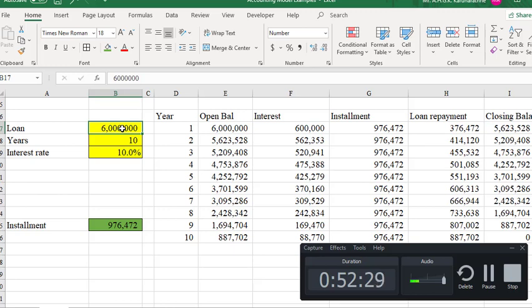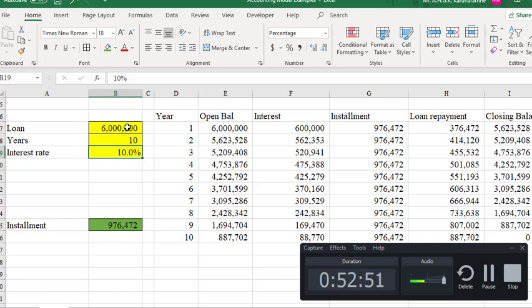for your general knowledge, right? So accordingly, the loan installment value depends on these three variables: loan amount, repayment period, and obviously, it's obvious, the interest rate.